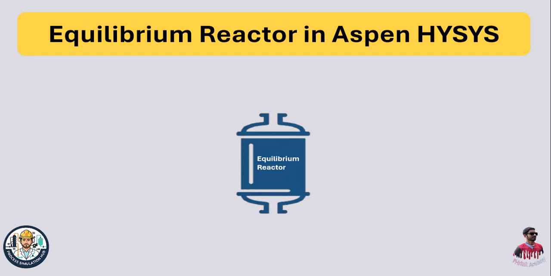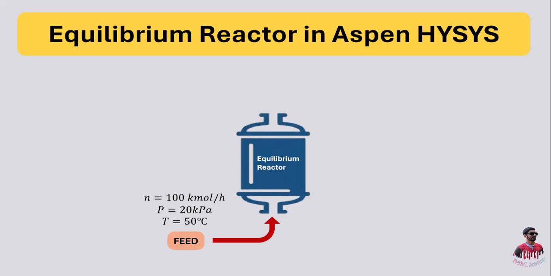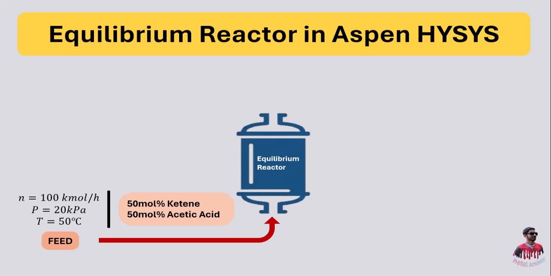In this tutorial, we have a reactor with one inlet and one outlet. Feed stream enters at a temperature of 50 degrees Celsius, a pressure of 20 kilopascals, and a molar flow rate of 100 kmol per hour. This stream contains 50% ketene and 50% acetic acid.